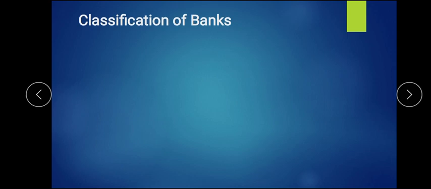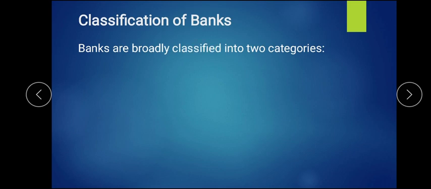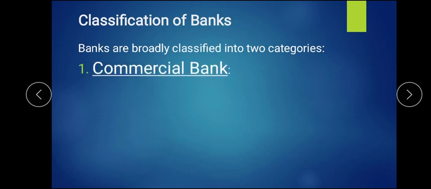Now the banks have been divided into two types. You find there are two types of bank, that is, commercial banks and the central bank. We are not talking about private and public, we are talking about commercial bank and central bank. Now let's study the commercial bank.